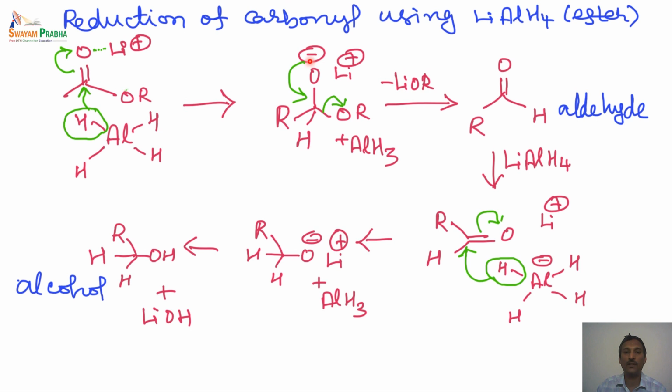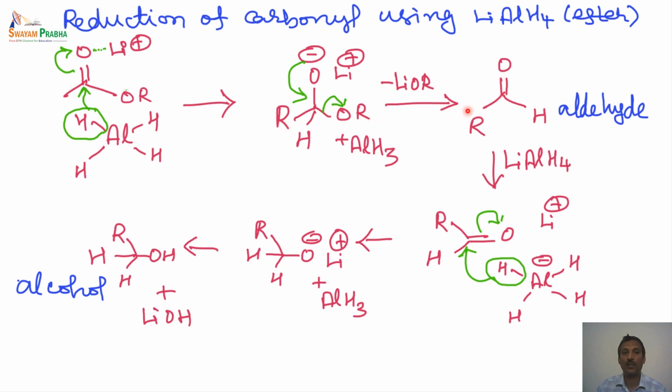And in the second step, the charge reversal happens on the oxygen, and it comes back between the carbon-oxygen bond with the concomitant removal of the OR minus. The alkoxide is removed in this step. So we end up with an aldehyde. That is the first step.